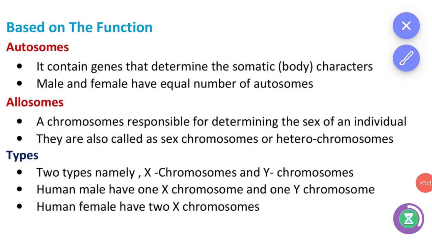Based on function, chromosomes are classified into two types, that is autosomes and allosomes. Autosomes mean body chromosomes, and allosomes mean sex chromosomes. Autosomes contain the genes that determine somatic or body characteristics. Male and female have an equal number of autosomes. Allosomes are the chromosomes responsible for determining the sex of an individual. They are called sex chromosomes or heterochromosomes; hetero means they are of different types, namely X chromosomes and Y chromosomes. In humans, males have one X chromosome and one Y chromosome, but human females have two X chromosomes.